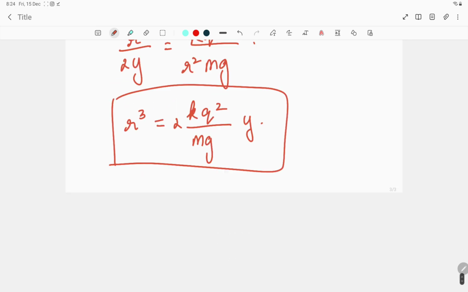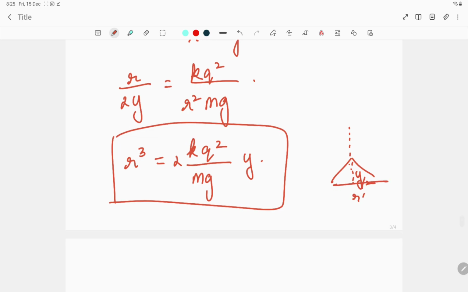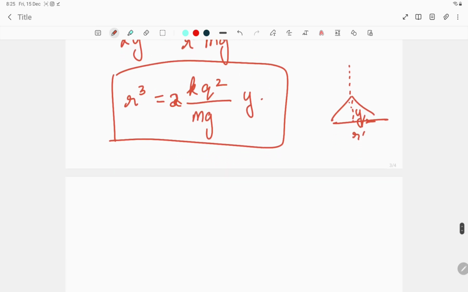Now in the new position, what changes? The y value changes. In the new position, y is now y by 2 and r is r dash. So you get the same equation, but with a different r and a different y. All the other factors are the same: k is same, q is same, mass is same, and acceleration due to gravity is also same. So r dash cube is equal to 2 into kq square by mg into y dash.